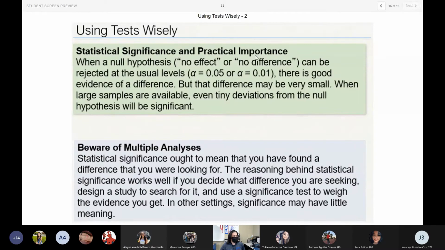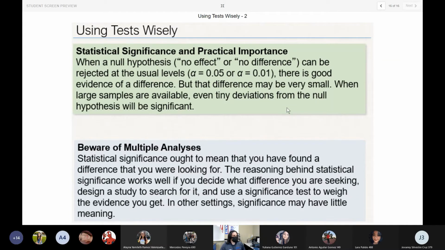Statistical significance and practical importance. When a null hypothesis, no effect or no difference, can be rejected at the usual levels, alpha equaling 0.05 or alpha equaling 0.01, there is good evidence of a difference. But that difference may be very small. When large samples are available, even tiny deviations from the null hypothesis will be significant.